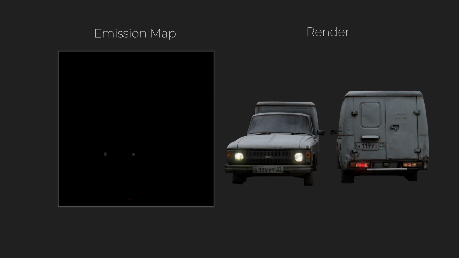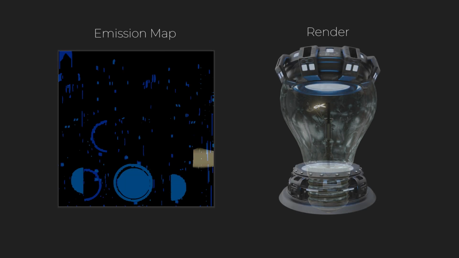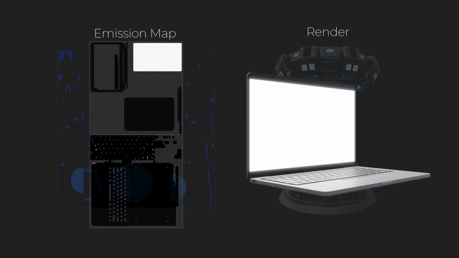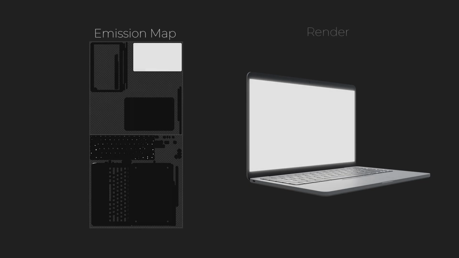They're also common in car lights, making only the headlights and brake lights glow. A light bulb might use an emission map to make just the filament shine, leaving the rest of the model unaffected. In sci-fi assets like this portal, emission maps highlight the glowing or powered parts of the machinery. And on laptop screens and keyboards, they help illuminate the interface and keys selectively.